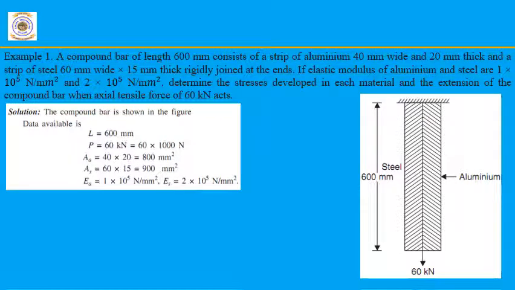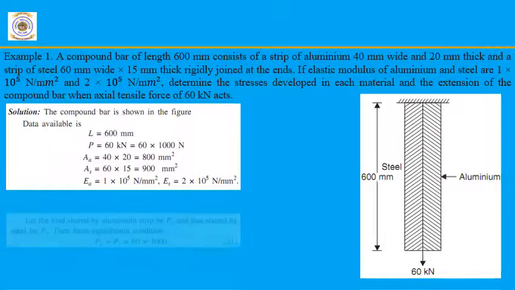First we have to write down the given data. Length is 600 mm, load given is 60 kilonewton, therefore 60 into 10 to the power of 3 Newton. Area of the aluminium is 40 into 20, so we got 800 millimeter square. Area of the steel, As, is equal to 60 into 15, so we got 900 millimeter square. Young's modulus of aluminium is 1 into 10 power 5 Newton per millimeter square, and Young's modulus of steel is 2 into 10 power 5 Newton per millimeter square. These are the given data.